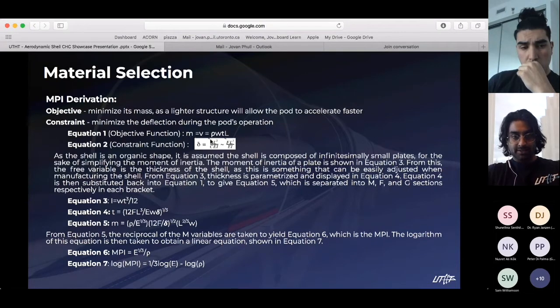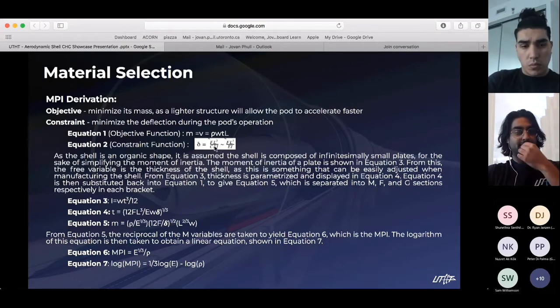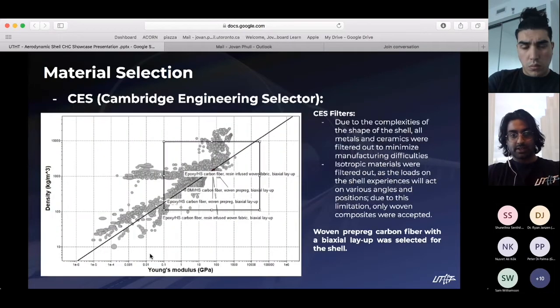So we have our objective equation, which is just a mass equation, using density times volume, and then our constraint equation, which is deflection using some force divided by mainly geometric considerations. From this, we get our material performance index, which is based on the Young's modulus, E, as well as rho, which is the density. From this, we were able to come up with some nice graphs, which are shown on the next slide.